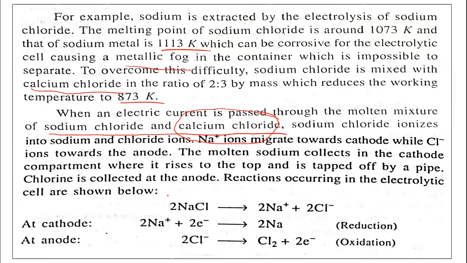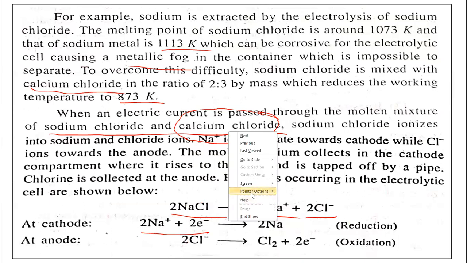Sodium chloride ionizes, as you can see here, the ionization of sodium chloride. Now when we pass the electricity, the reactions take place at the electrodes. Sodium ions migrate to the cathode and chloride ions migrate to the anode. We can show the electrolysis of sodium chloride and calcium chloride by showing this diagram. You can see here the electrolysis of sodium chloride, the electrometallurgy process.